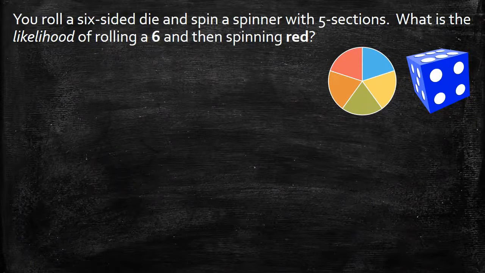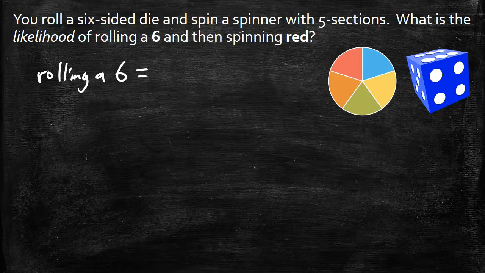Now we can take this a little bit further, and we can see where we can go with this. You're going to roll a 6-sided die, and spin a spinner with 5 sections on it. What is the likelihood of rolling a 6 and then spinning a red? I use the word likelihood here because that's synonymous, or means the exact same thing as probability when we see it in a question. So I want to take a look at what is the probability of rolling a 6.